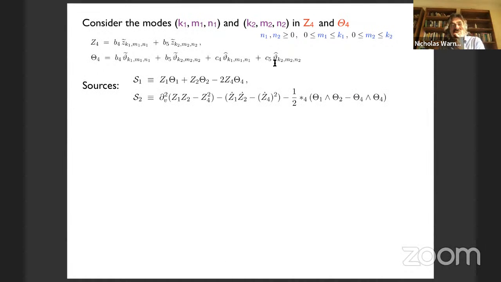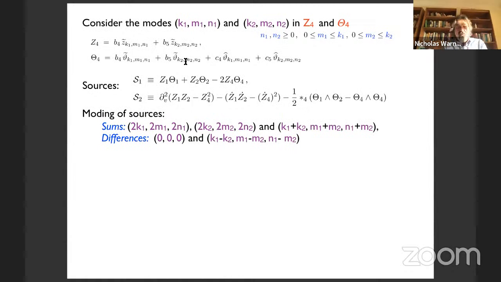Basically, you have all possible ways that Z4 and theta 4 can talk to each other here. And then you've got all the Z4 squares, and you've got theta 4 with theta 4. So it's all quadratics. And so the moding of the source terms involves where the same modes add, or two modes add to each other, or you get difference modes, where two modes take the difference, or two different modes take a difference. That's all there is.